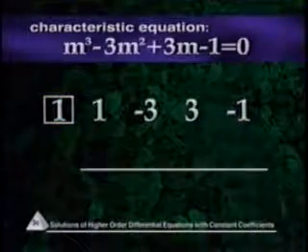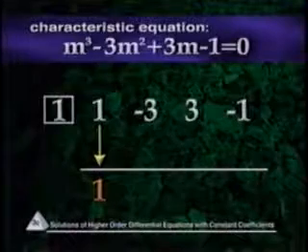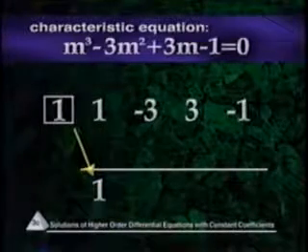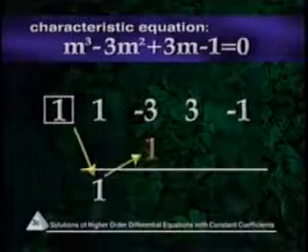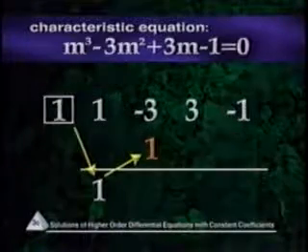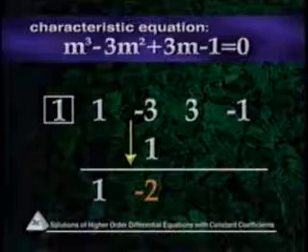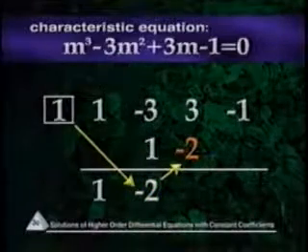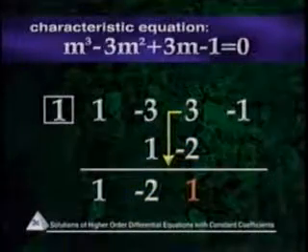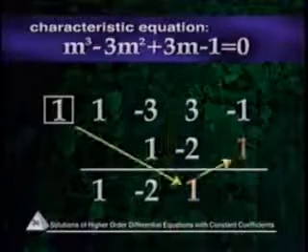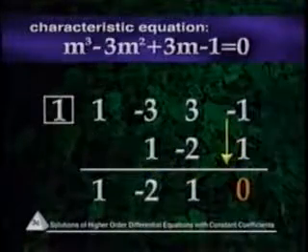Now that we're all set, we start by bringing down the first 1, multiplying that by the number in the box, which gives us 1. We put that 1 under the -3 and add, getting -2, which we write here. Multiplying again, we get -2. Adding, we get 1. Multiplying again, we get 1. And adding, we get 0.